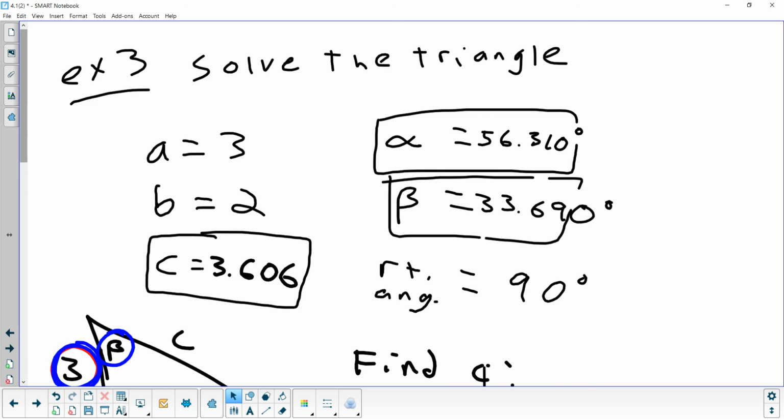And that's an example where you have to use inverse trig. So anytime that they start you off with two sides, you're going to have to use inverse trig. If they start you off with a side and an angle, don't have to use inverse trig at all.